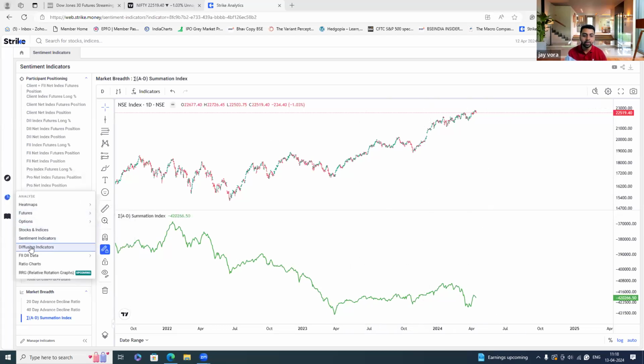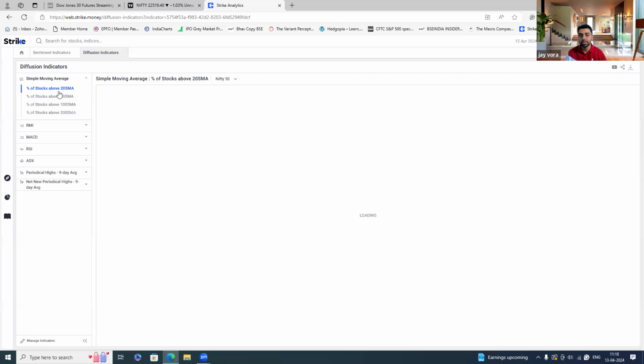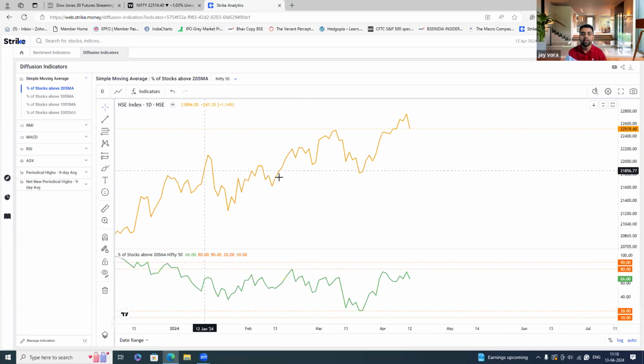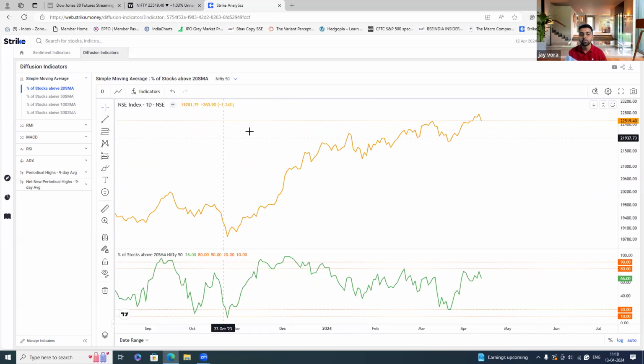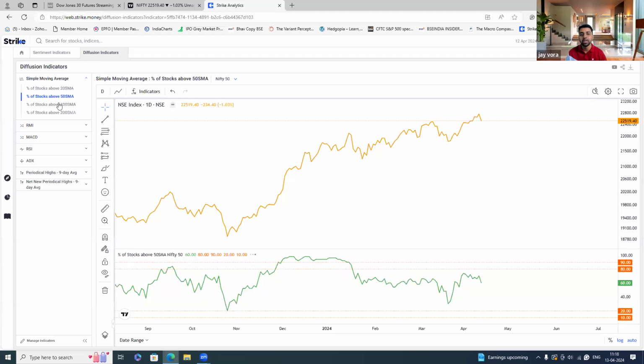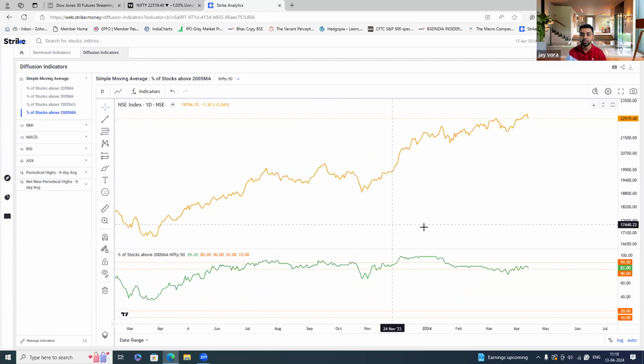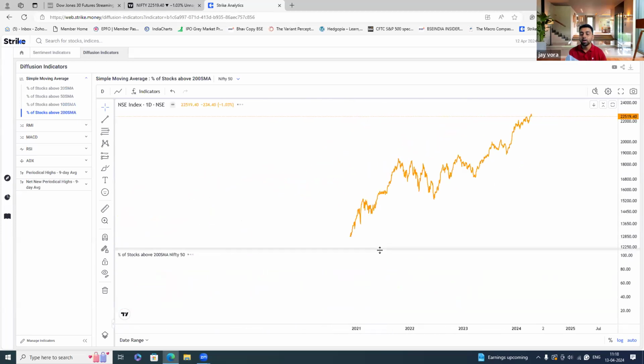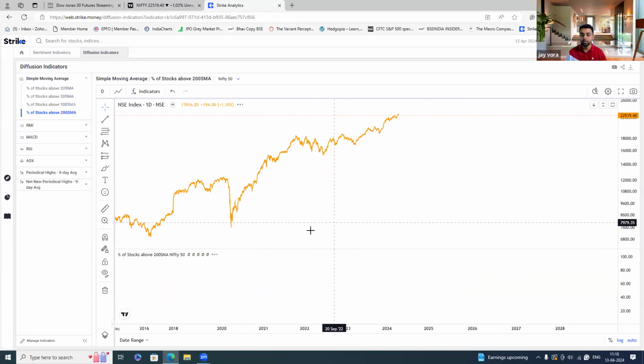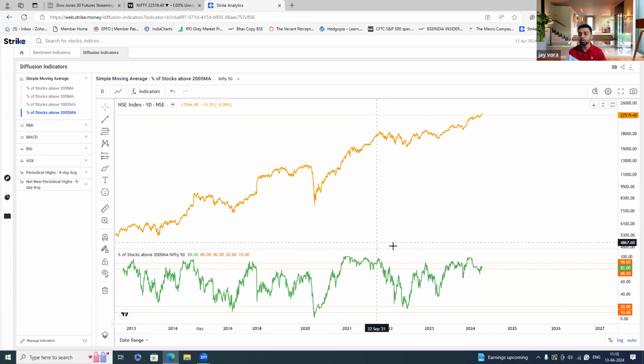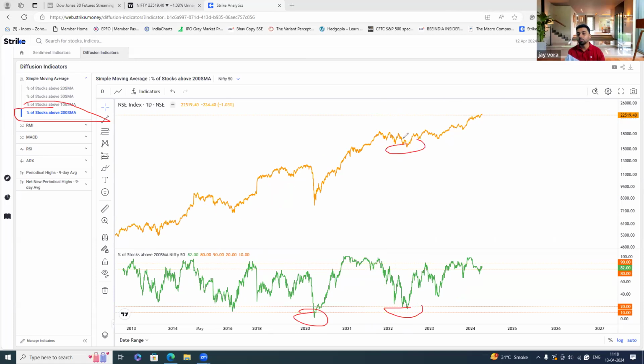A different way of looking at breadth is again a diffusion indicator, where you see the percentage of stocks above the 20-day average, 50-day average, 100-day average, and 200-day average. For people looking from a medium to long-term perspective, I have found the percentage of stocks above the 200 DMA very helpful, because when this ratio comes to around 10 or 20, that's where a medium or long-term bottom occurs.